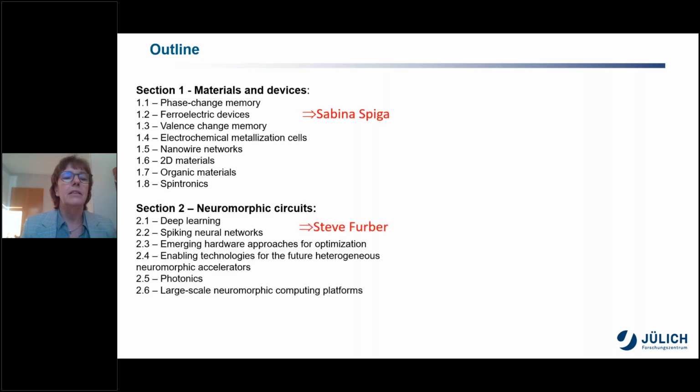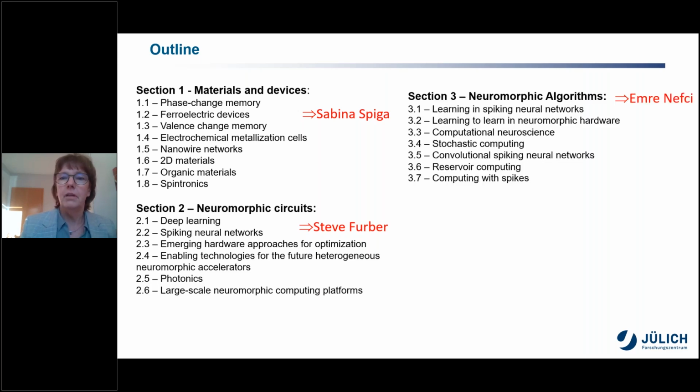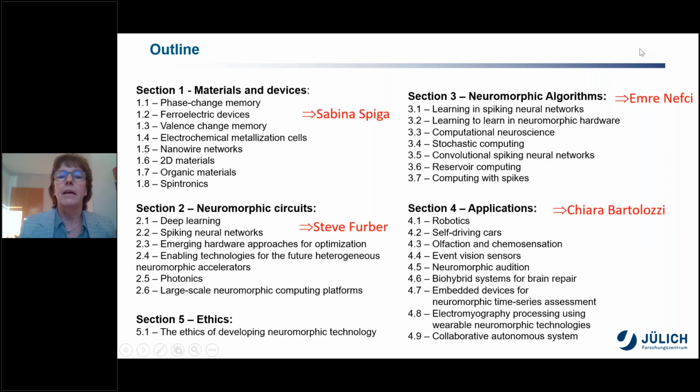The second section is about neuromorphic circuits. This will be presented by Steve Ferber. The next section is about neuromorphic algorithms, which will be presented by Emre Nefci. And the last two sections are applications and ethics, and the application field will be presented by Chiara Bartolozzi.